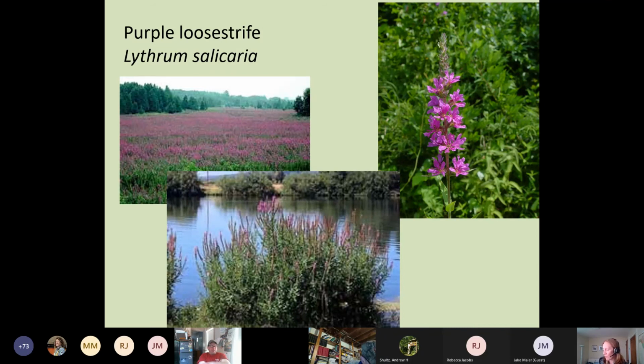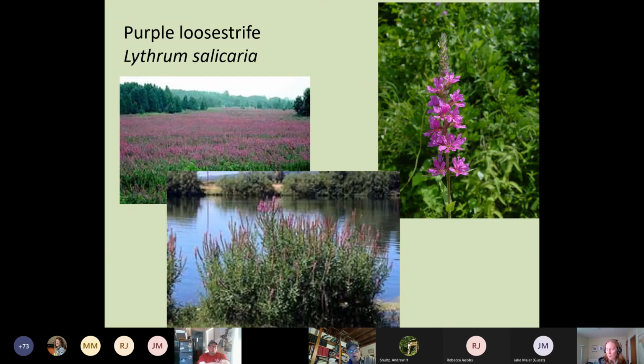So purple loosestrife is a wetland plant. This is a long-lived, kind of woody at the base species. And at one time, it was so rampant in our wetlands that it looked like just a purple monoculture out there. There has been a good story here with biological control. This is a plant for which a complex of beetles was identified and researched carefully and then reared and released to help control purple loosestrife.